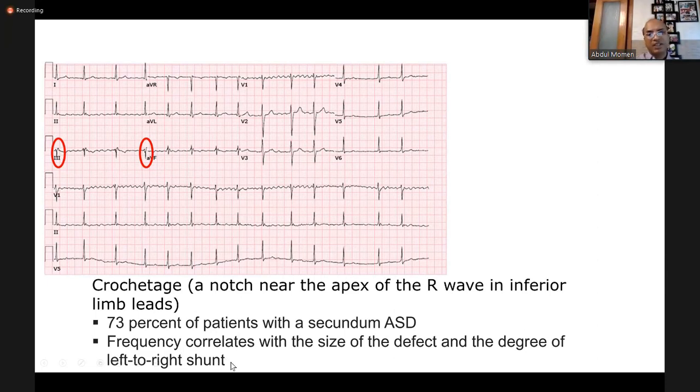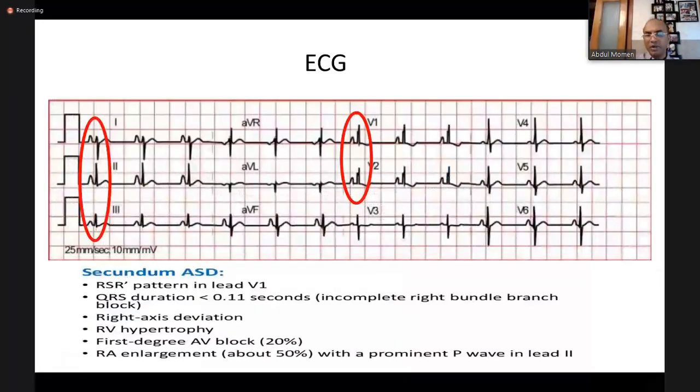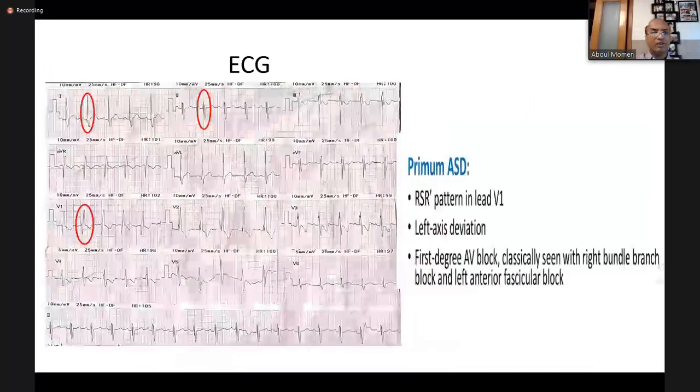In primum type of ASD, there is an RSR pattern in V1 and left axis deviation. The previous one, secundum type of ASD, has right axis deviation, but here in the primum type of ASD there is a left axis deviation. First degree block is classically seen, along with right bundle branch block and left anterior fascicular block.